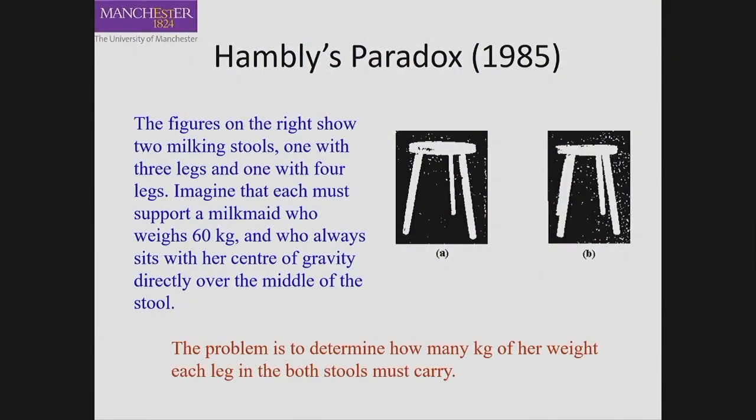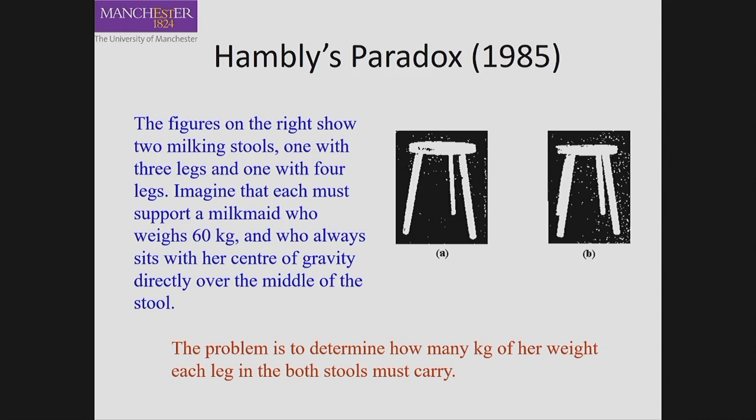As you are moving out, think about this problem. There are a three-legged stool and a four-legged stool. A person with 60 kilogram weight sits in the middle. How much load must each leg carry? I'll pick up from here on Thursday, so think about this problem for the time being. It is on Blackboard as well.